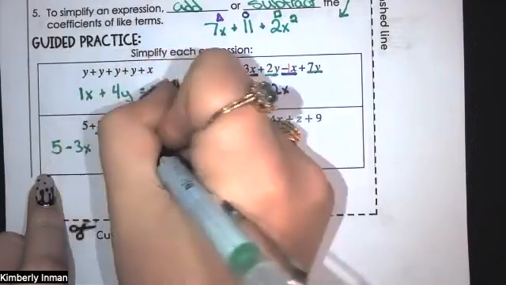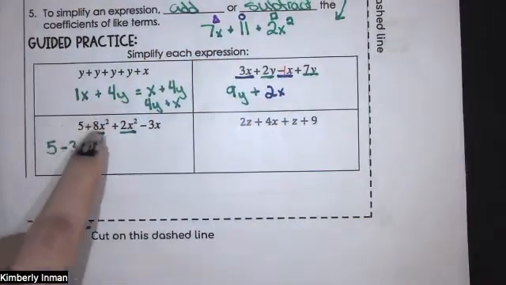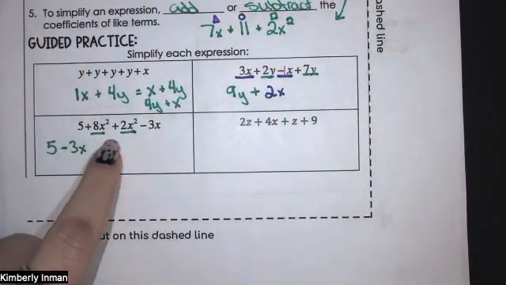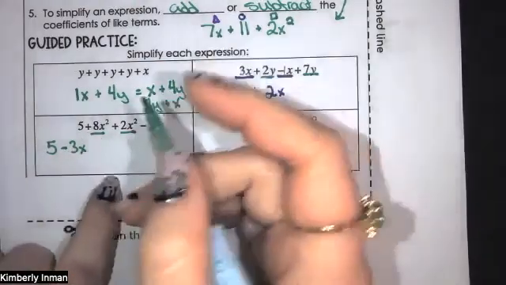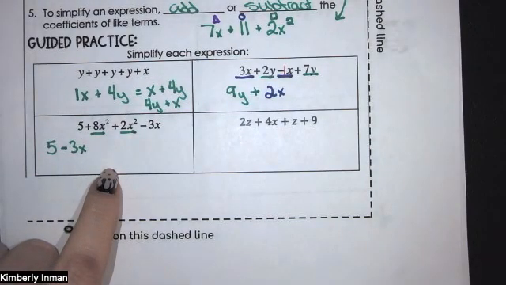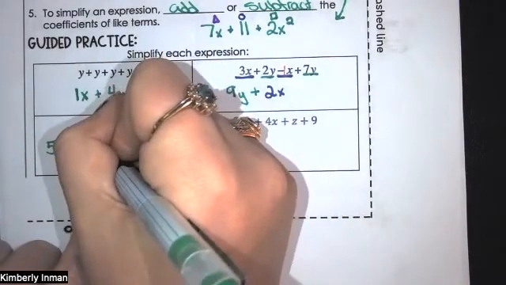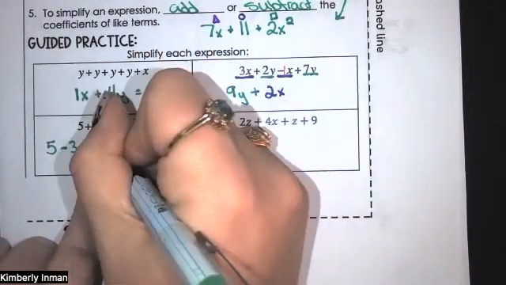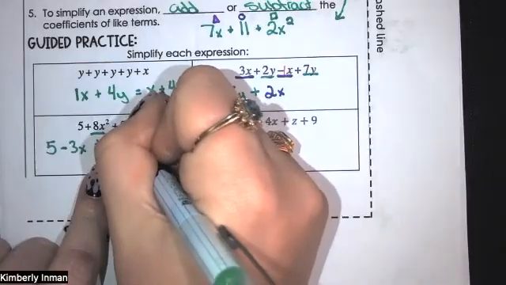Then you're left with these two here. Those are the two terms that are alike, so you can combine them. So how many x squareds do you have now? You have 10 x squareds. 8 plus 2 gives you 10x squareds.